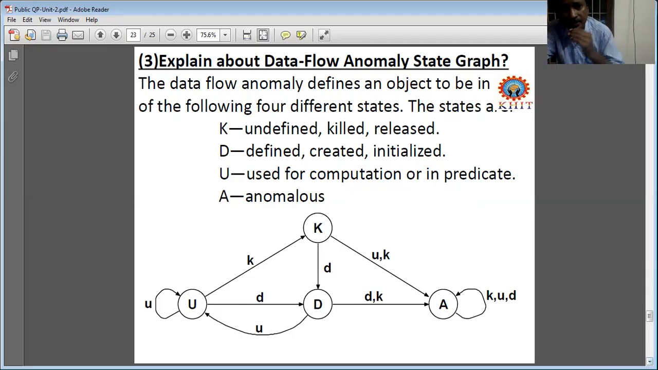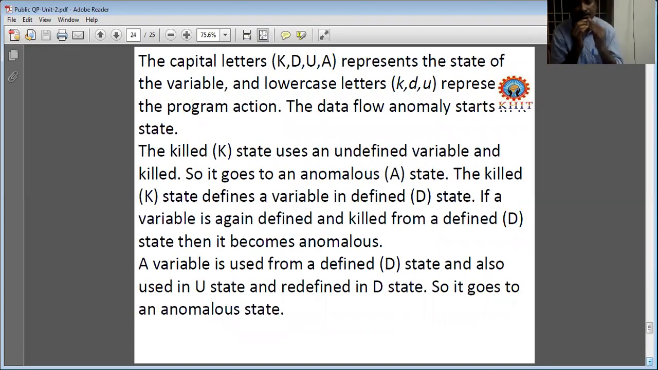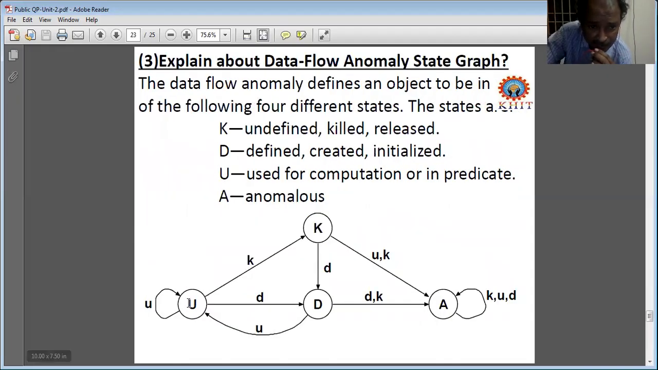How can you explain this? The capital letters K, D, U, A represent the state of the variable, and lowercase letters k, d, u represent the program action. The data flow anomaly starts from the K state. The killed state uses an undefined variable and enters into the A state.